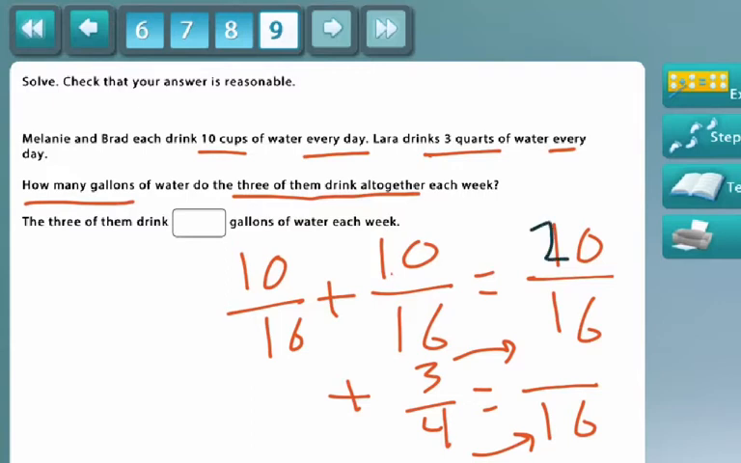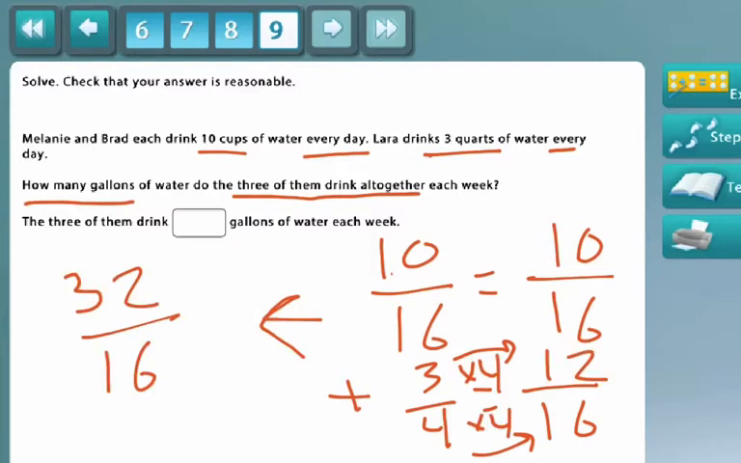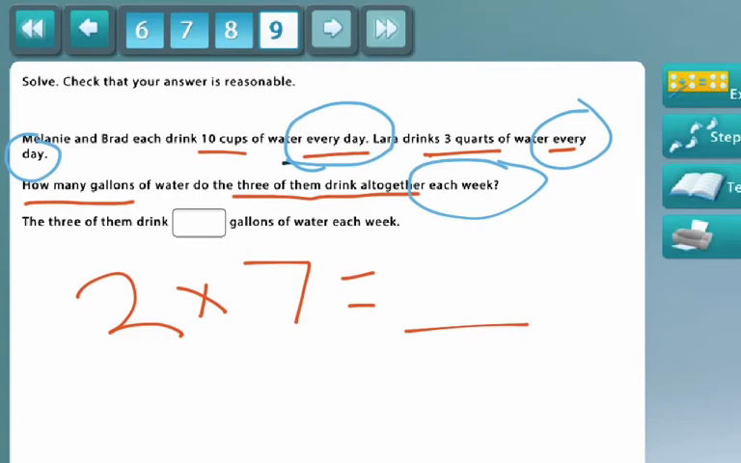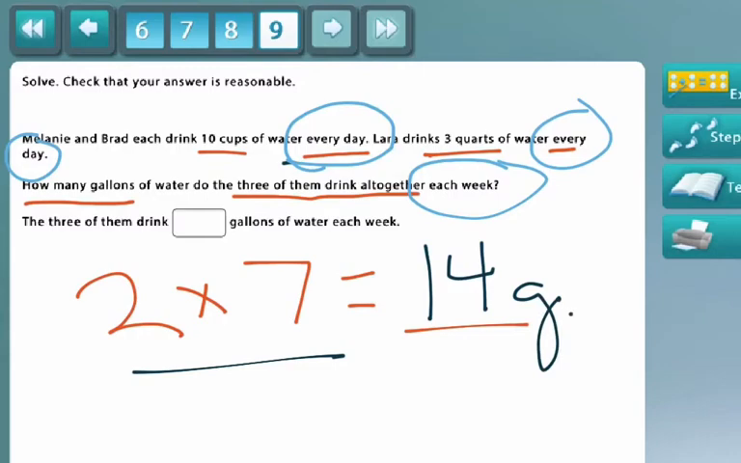20/16 for them, and 3/4 for that would be equal to 12/16. So together they would have 32/16 gallons of water, which you can see that 32 divided by 16 is 2, so that is 2 gallons for the day. And then you have 7 days in a week, so the answer should be 14 gallons for the week.